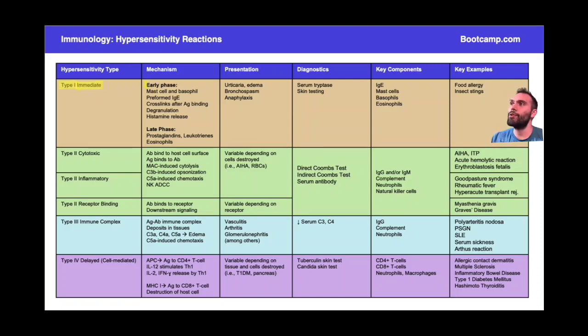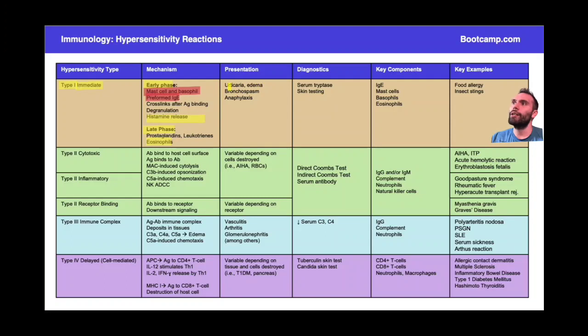The early phase is the phase that's classically asked about. Probably the most important thing to remember here is that we have mast cells and basophils along with preformed IgE that will cross-link when antigens bind, degranulation, histamine release. Remember, tryptase also, you can measure the serum for that. And then the late phase, remember eosinophils, but not quite as high yield.